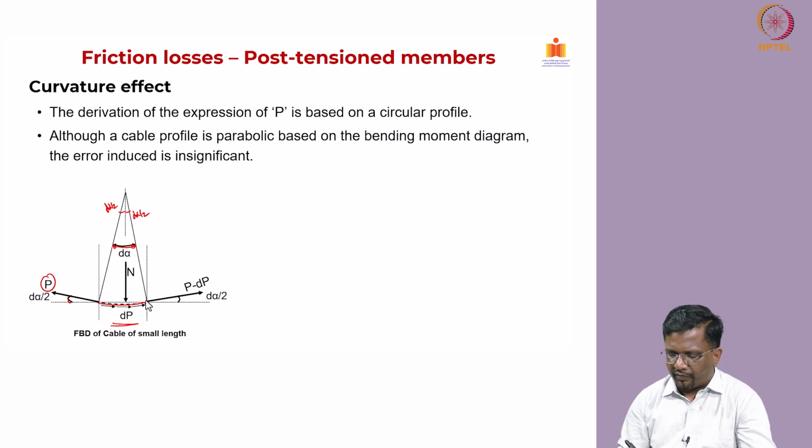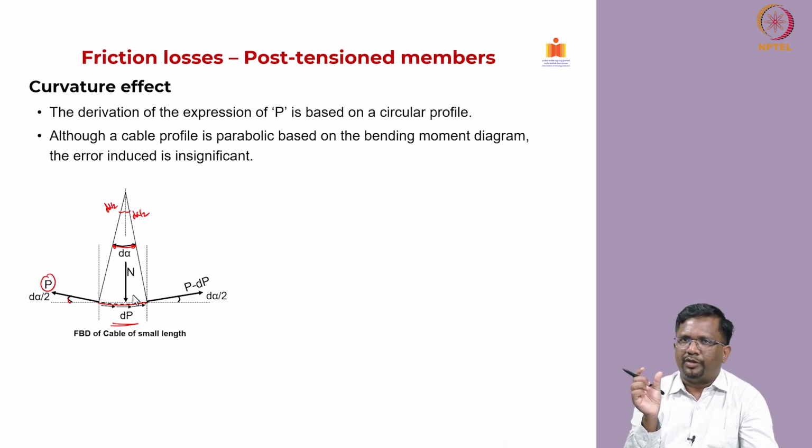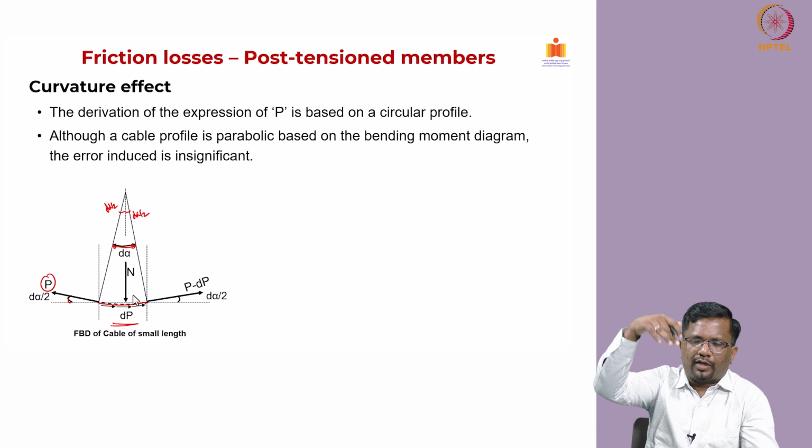Now we have to find the relationship between dP and N, okay. So if you look at the free body diagram, the cable is in contact with the duct. The duct will push it down, right.